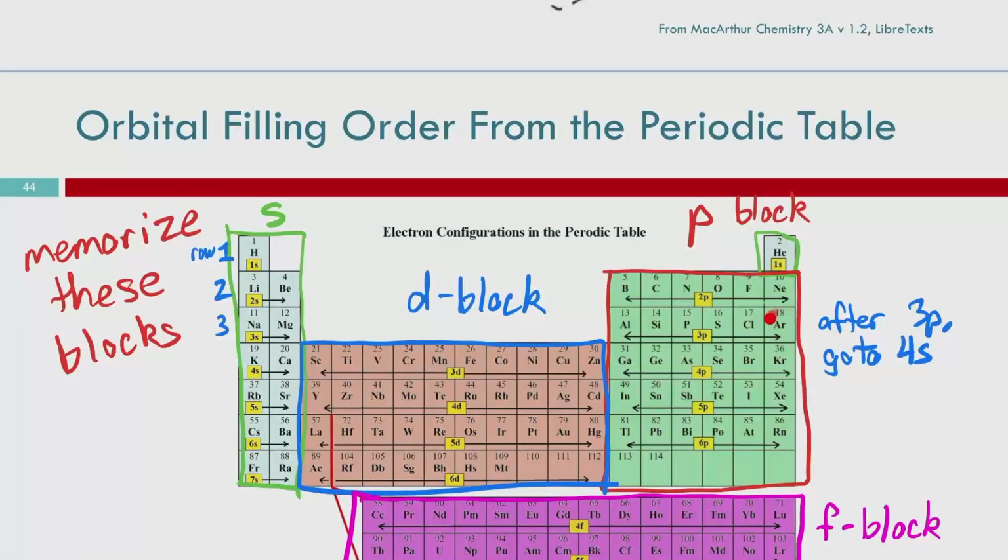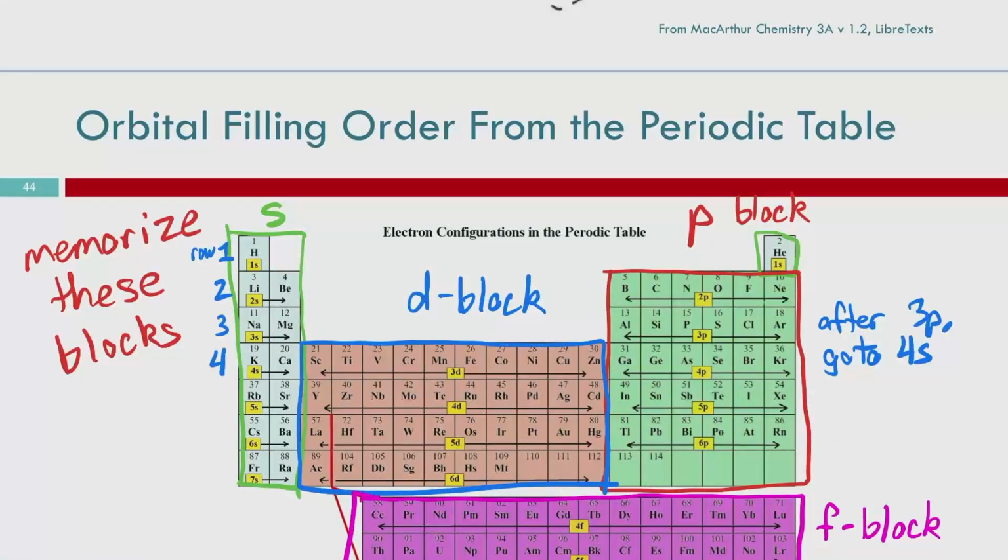So from argon, argon's number 18. It's the end of our row 3 in the P block. After argon, we go to potassium. Potassium is in row 4. It's in the S block, so we're filling in 4s next. What comes after calcium, the end of our 4s? What's after calcium? What's the element?